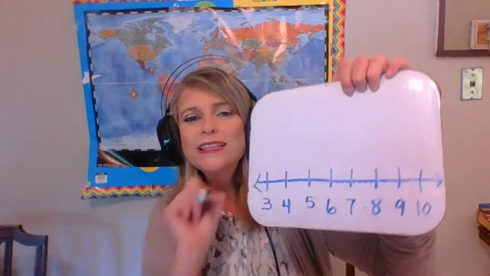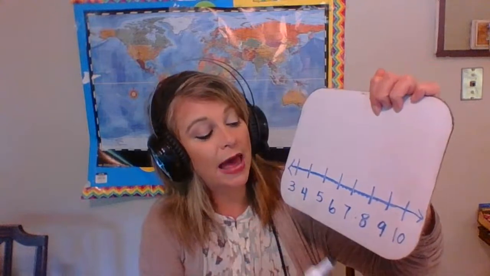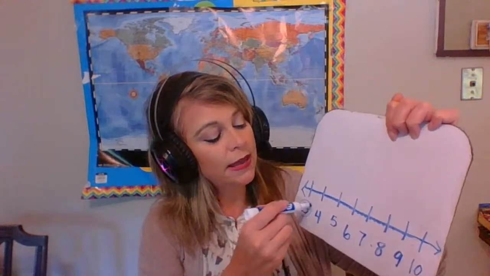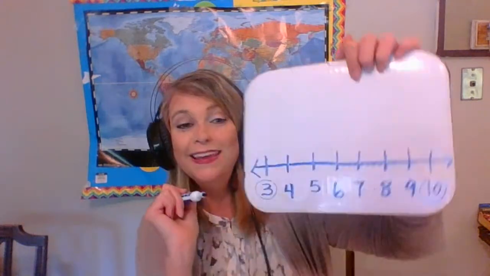And I'm going to look at the lengths of each ruler. What is the shortest length on this number line? That would be 3. What is the longest length on this number line? That would be 10. I just wanted to make sure that you see how a number line goes from least to greatest.